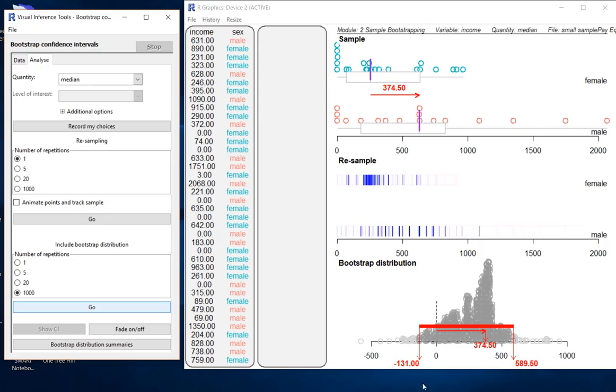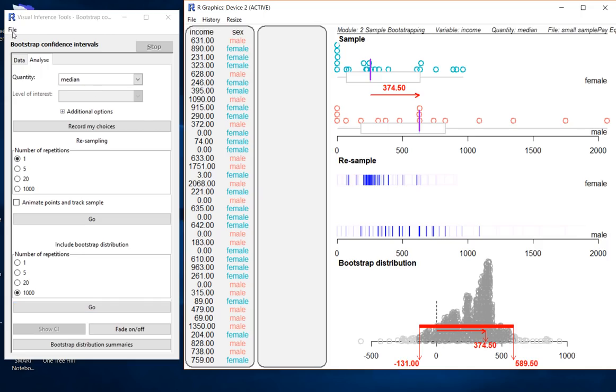And because you get both situations, females earning more and males earning more, then you actually can't say for sure that back in the population that the males will earn more than the females. Okay, that's what this bootstrap distribution is showing you.